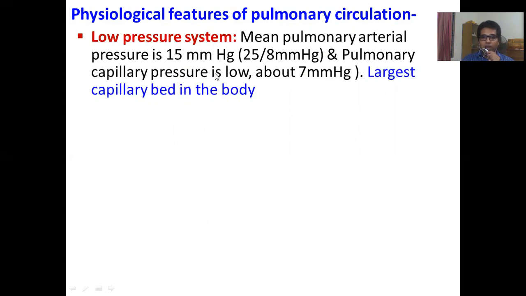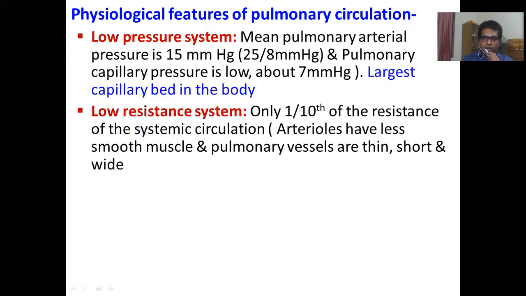Also, the pulmonary capillary pressure is low, only about 7 to 8 millimeter of mercury, although this is the largest capillary bed in the body. At the same time, the pulmonary vasculature produces very low resistance, whereas in the systemic circulation the resistance is higher. The pulmonary vasculature produces only 1/10 of the resistance of the systemic circulation.